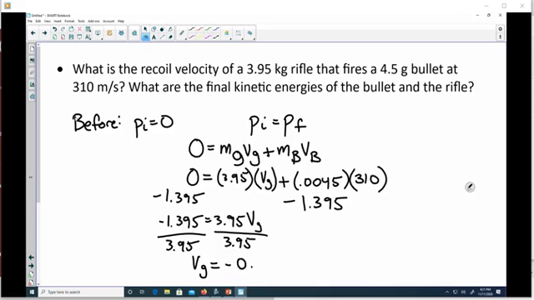And you find the recoil velocity to be negative 0.353 meters per second. So now we can just determine the kinetic energy of each, knowing the mass and the velocity of each one.